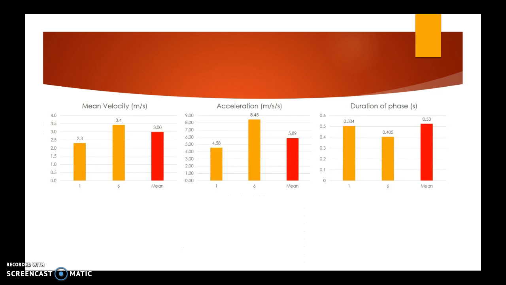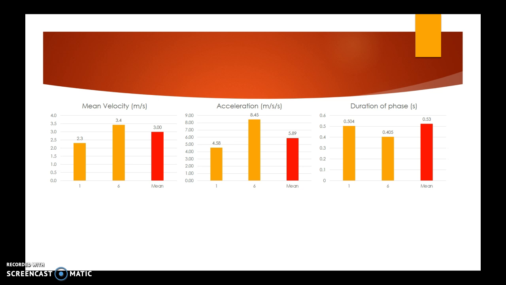We then look at the mean velocity, acceleration, and duration of phases for each participant. Participant 1 has a mean velocity of 2.3, an acceleration of 4.58, and the duration was 0.54. The mean velocity is 3, acceleration 5.89, and duration of phase 0.53, which is kind of average and similar to Jack's. Compared to athlete 6 though, the mean velocity is 3.4, acceleration 8.45, and duration was 0.405, meaning they performed the action very quickly with a higher velocity and acceleration, so the duration of the phase decreased.